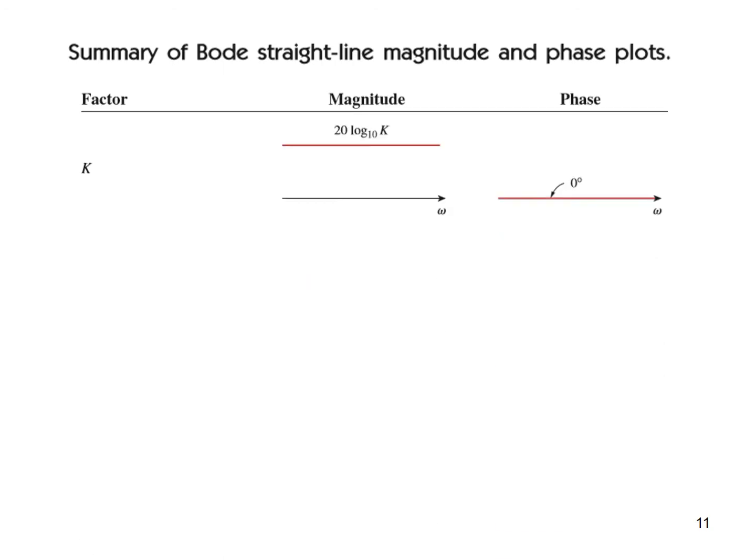So let's have a summary, or a brief idea of how we plot. If there is a constant, we take the log of the constant, and whatever the value is, we plot it like a straight line. This is the magnitude plot. But for phase, since it is a constant, the phase angle is zero, so we plot a straight line showing 0 degrees as the phase angle.